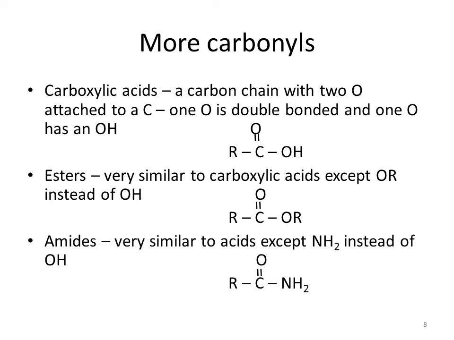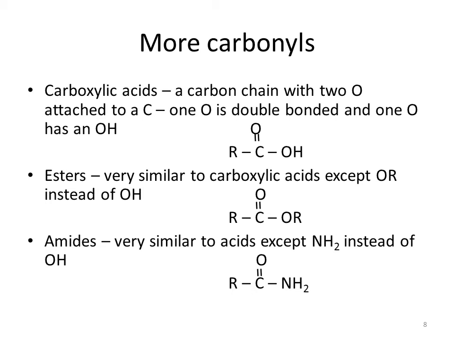Here are three more examples of functional groups that have carbonyls in them. The one at the top, these are carboxylic acids. Carboxylic acids basically are carbonyls with a hydroxyl group attached to them. So the carbon has a double bond to an oxygen and then a single bond to an oxygen with a hydrogen attached. Esters look a lot like carboxylic acids.